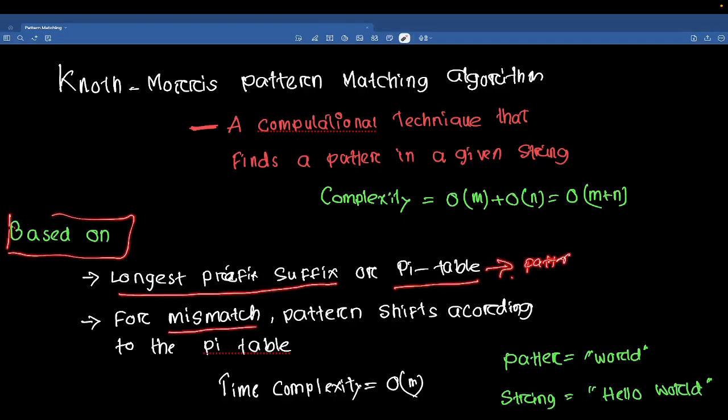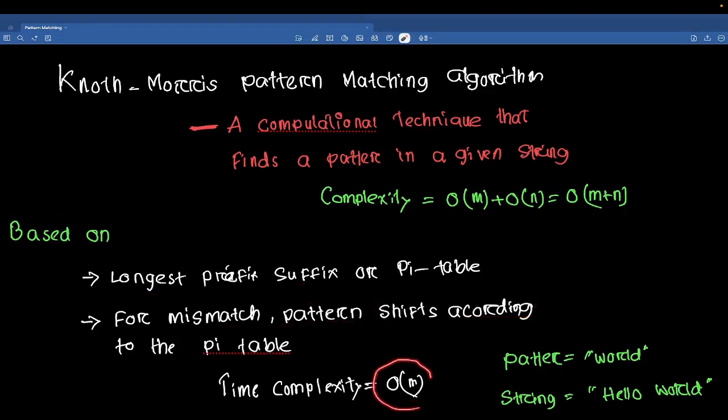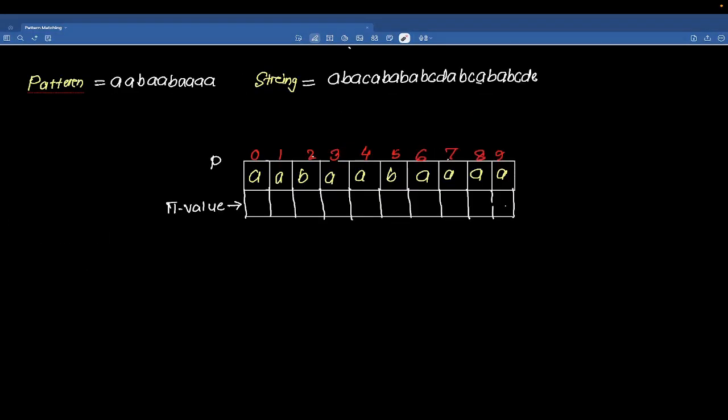When a mismatch occurs between the pattern and the main string, we have to shift the pattern according to the pi table. We look at the value of the pi table, then we shift the pattern according to those values. The time complexity of construction of this pi table is order of m, where m is the length of the pattern. Now let's see how we construct the pi table.